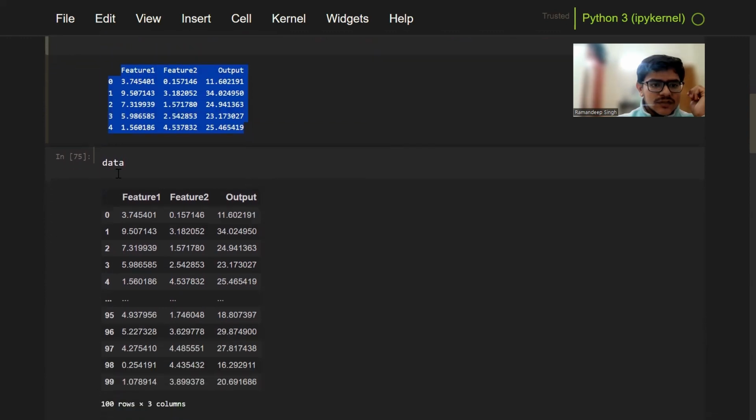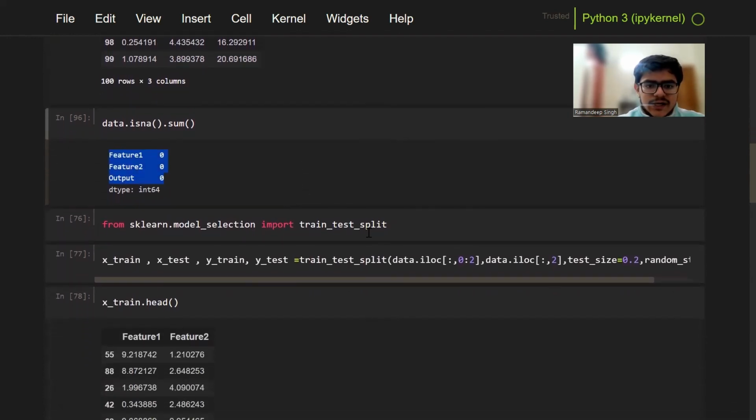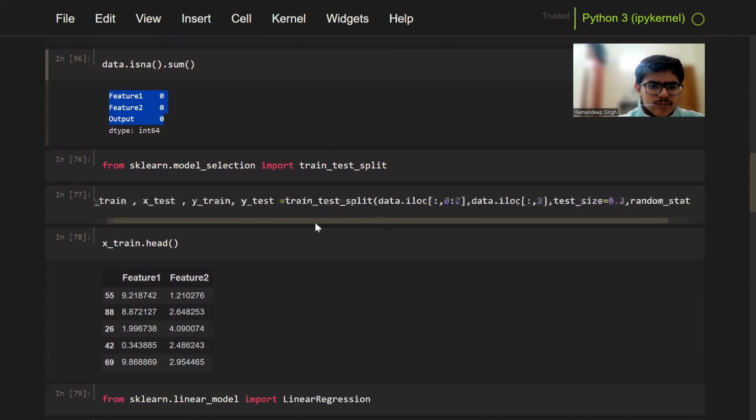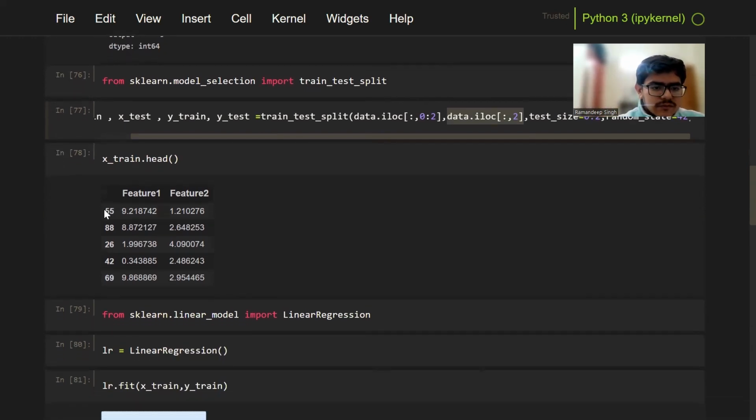Okay, so this is my data, and there are no null values in my data, right? And I have imported train_test_split from sklearn model selection, and I have split my data into train and test sets with a ratio of 0.2, so 20% of my data is in the test set, right? And I have taken my first two columns as input columns here, and the last column I have given as the output. Okay, so these are the first five rows of my training data.